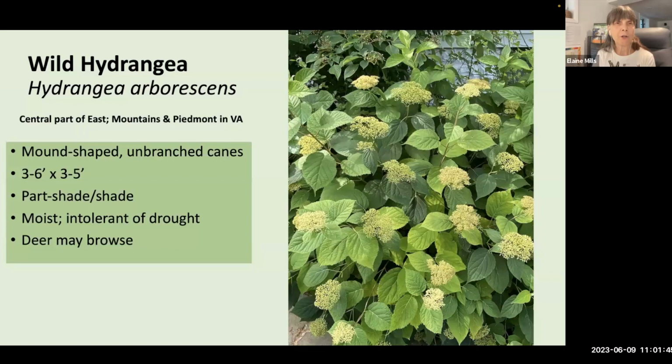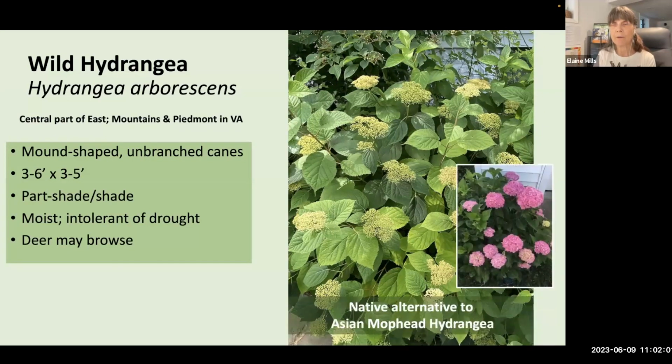Wild hydrangea, Hydrangea arborescens, is a mound-shaped plant with unbranched canes, 3 to 6 feet in height. It will definitely prefer part to full shade and moist soil because it's intolerant of drought. A lovely native alternative to the Asian mophead hydrangea.